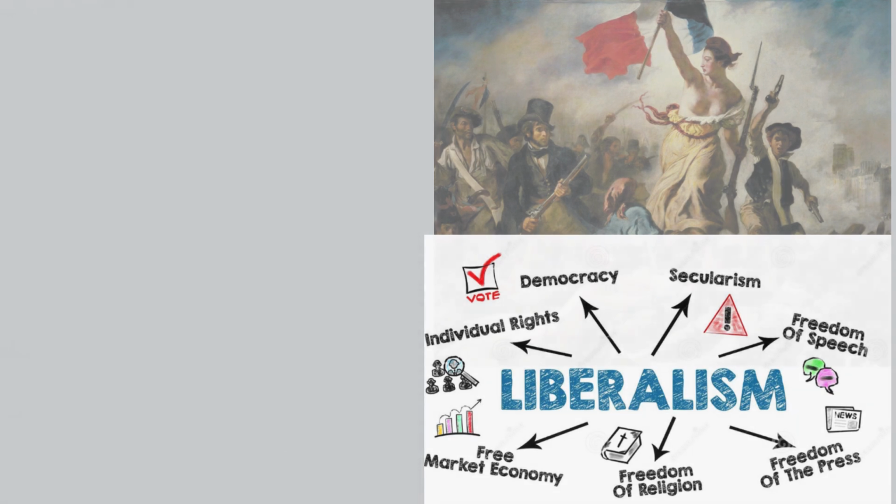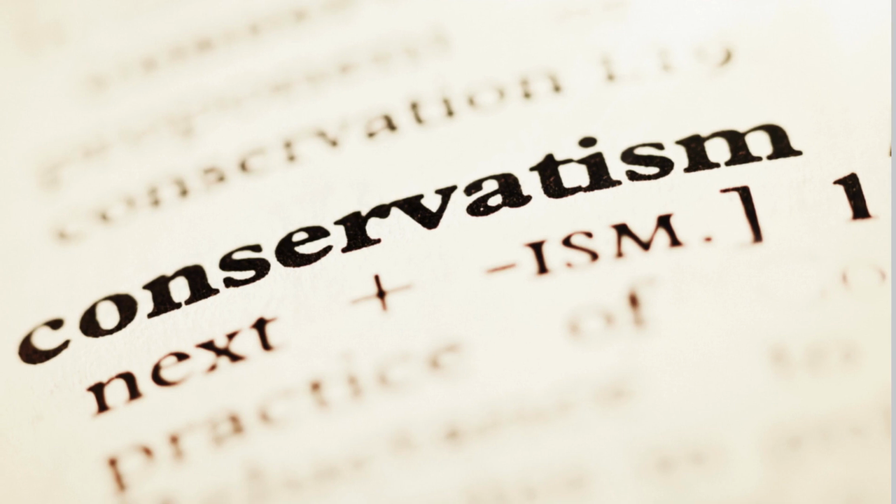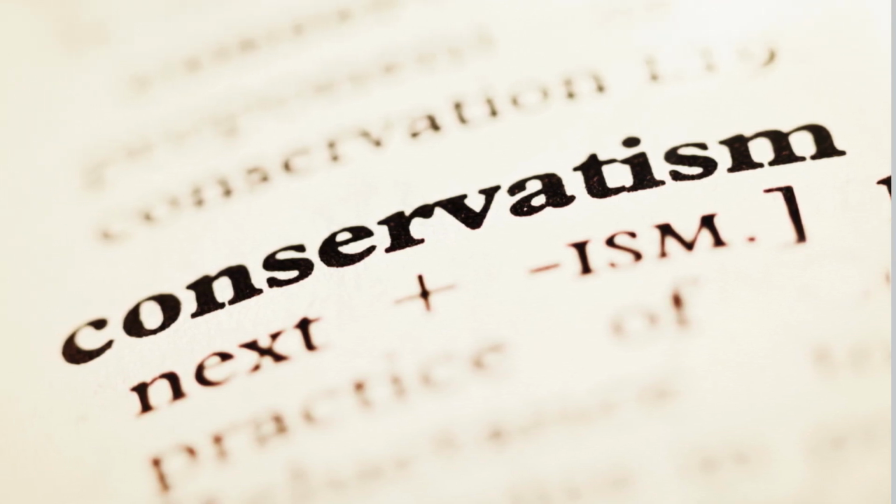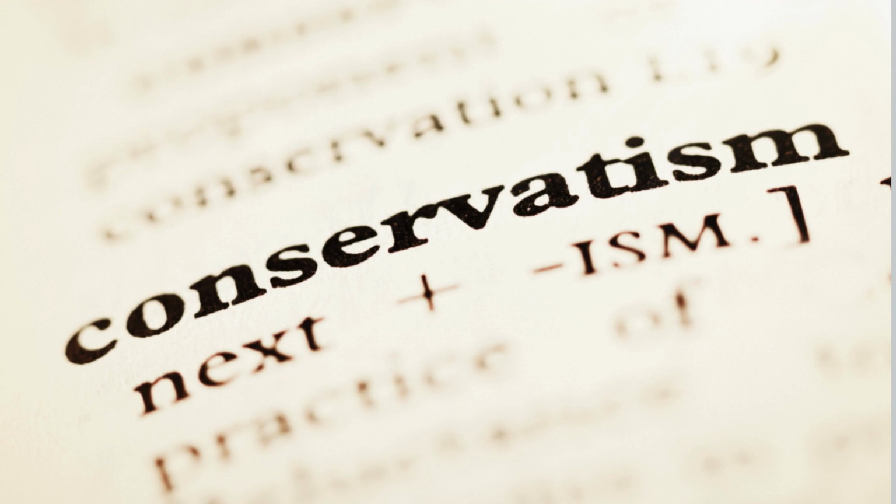Next, we have conservatism. This ideology values tradition, social stability, and slow, gradual change. Conservatives often emphasize the importance of established institutions and practices, arguing that they have stood the test of time for a reason. While they are not against change per se, conservatives caution against radical shifts that could disrupt social order.